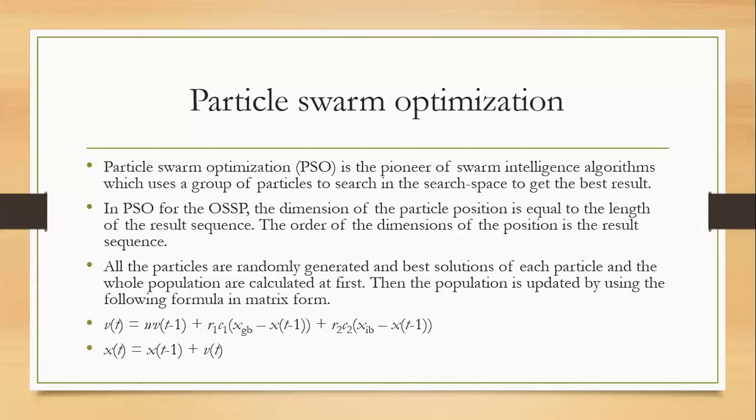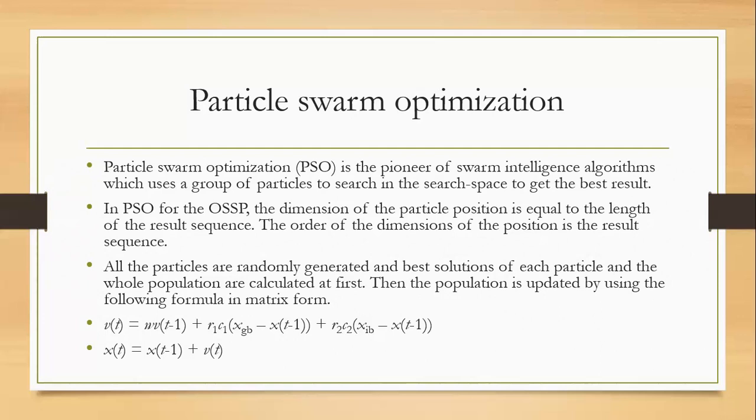Particle swarm optimization. In PSO for the OSSP, the dimension of the particle position is equal to the length of the result sequence. The order of the dimensions of the position is the result sequence. Given that the PSO is suitable for continuous problems and OSSP is a discrete problem, the process is shown below. All the particles are randomly generated, and best solutions of each particle and the whole population are calculated at first.